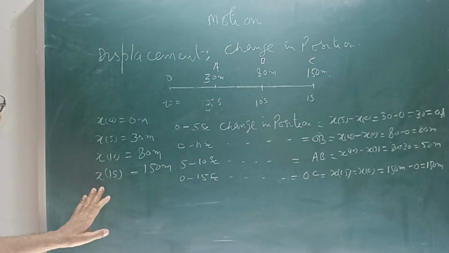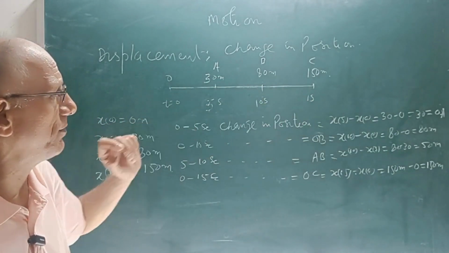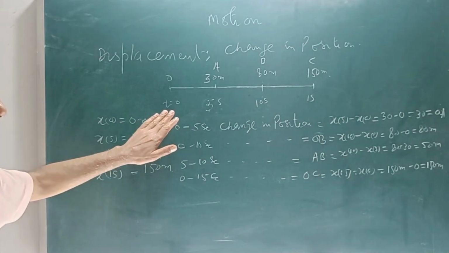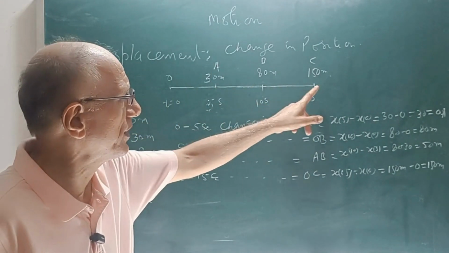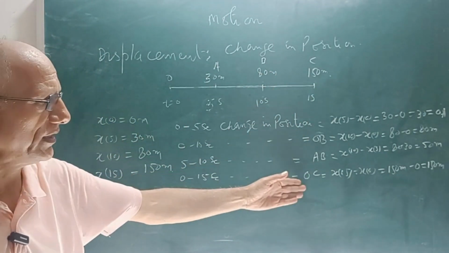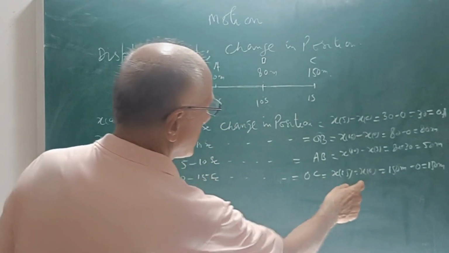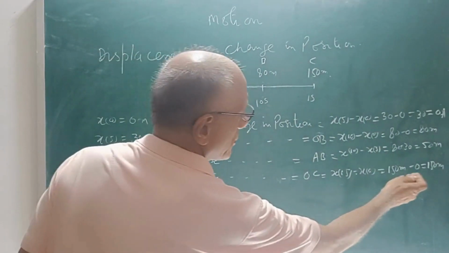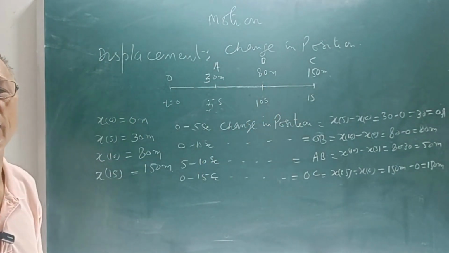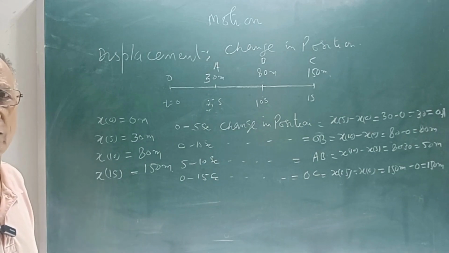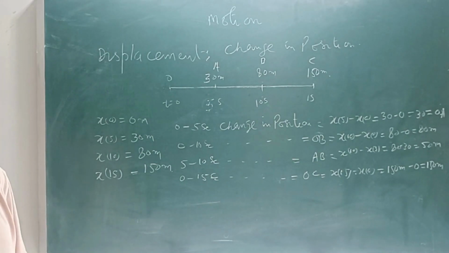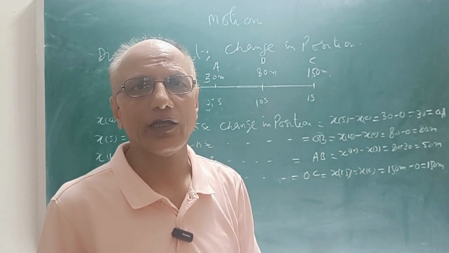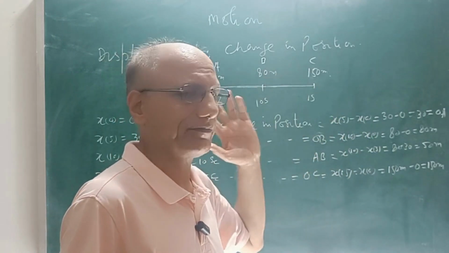Now the displacement during 0 to 15 seconds will be the change in position between 15 seconds and 0 seconds. That means this is the distance between O and C, that is OC, and this is position at 15 minus position at 0. Position at 15 is 150 meters, position at 0 is 0, so 150 minus 0 is 150 meters. That is the distance OC. So what is the need to say shortest? So I repeat, displacement is nothing but the change in position of a body in due course of time.